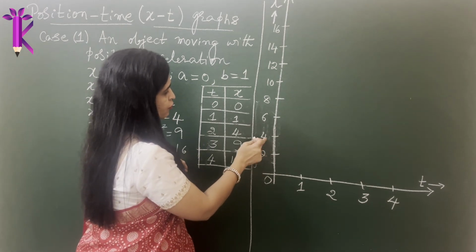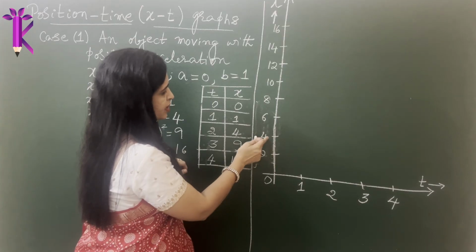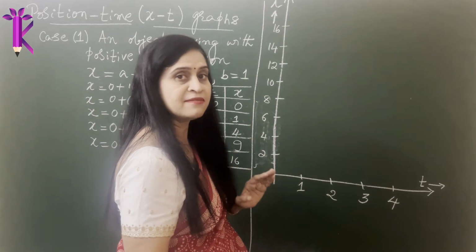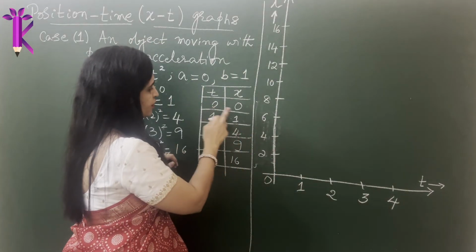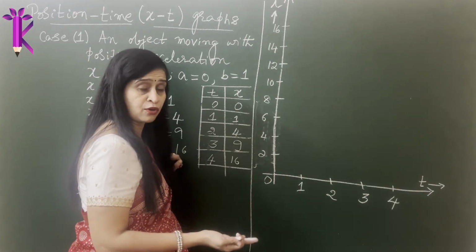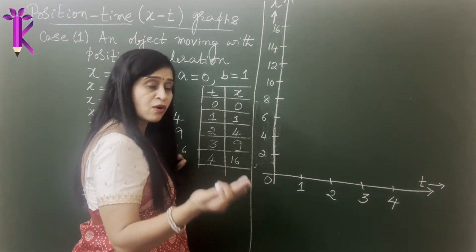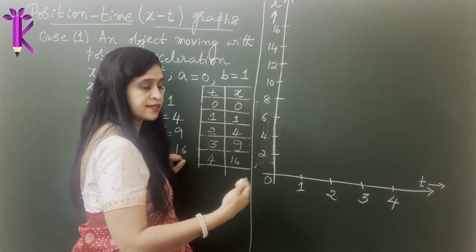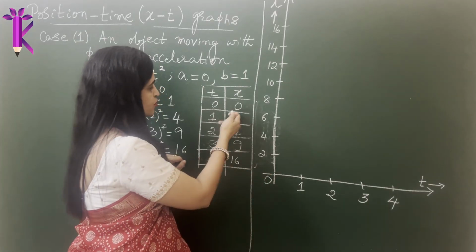Again, 2 to 4 is a 2 meter jump, 4 to 6 is a 2 meter jump, and so forth. Now let's see the values and plot them together. So 0, 0, right? I've assumed that the initial position was 0. It can also have an initial velocity and initial position. It can also start from 2 meters or something like that. But here I have assumed it to be 0.